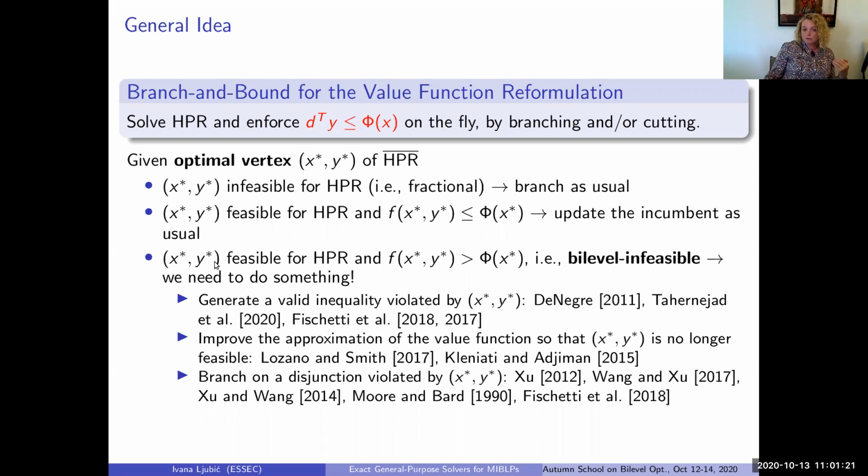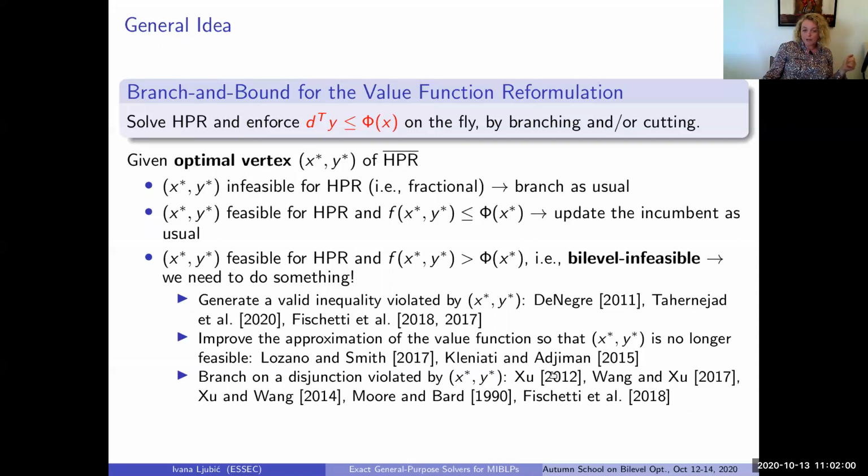Another way you could deal with this particular situation would be to try to use some kind of approximation of the value function that you want to improve. And this idea has been exploited in the papers by Lozano and Smith in operations research, and Cleniati and Agiman, who developed an approach for mixed integer nonlinear bilevel optimization, which they call branch and sandwich, in which they try to provide a valid upper and lower estimation of the value function and to tighten this approximation during the branching process.